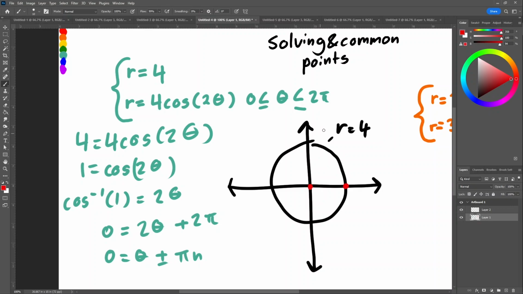If we go to pi over half times 2, that is equal to pi. Cosine of pi is equal to negative 1. Negative 1 times 4 is negative 4, and that's why we get a point over here. Since pi over 2 is over here, but we want to go to negative 4, we go to the opposite side.